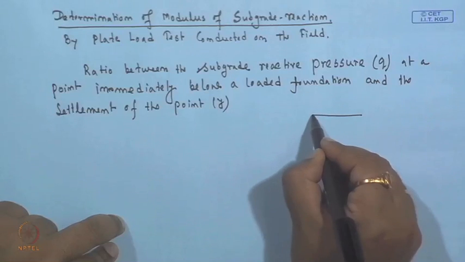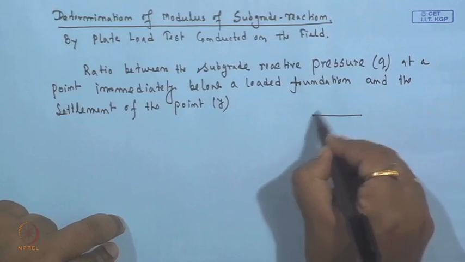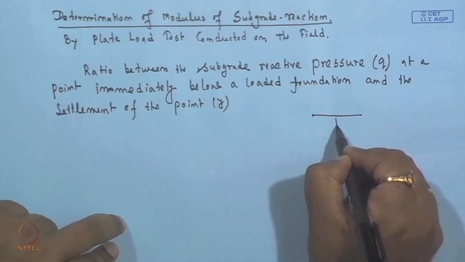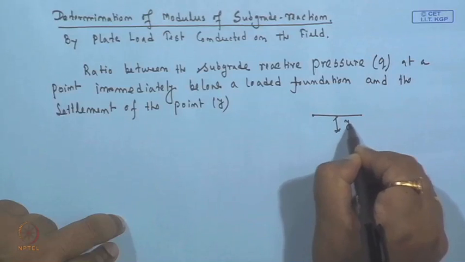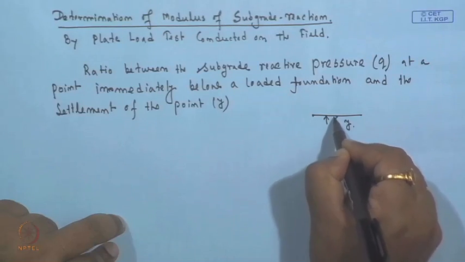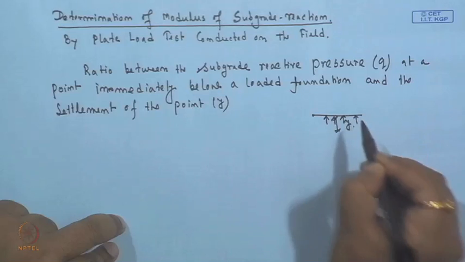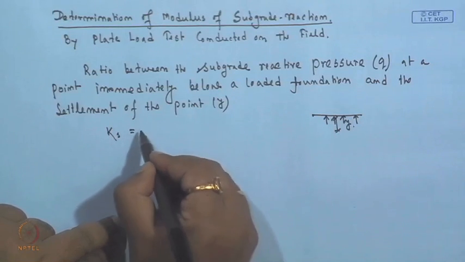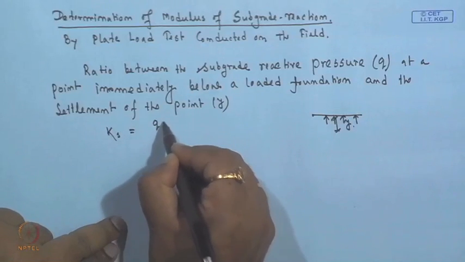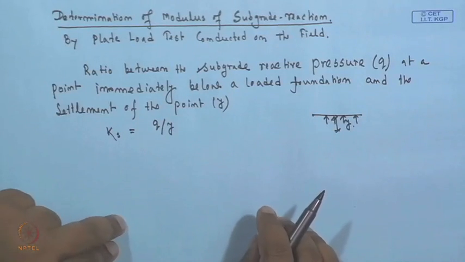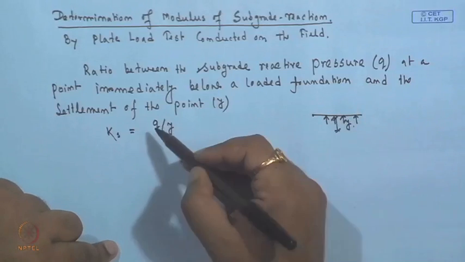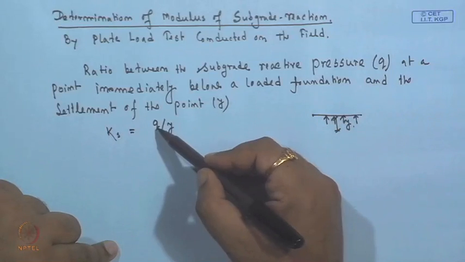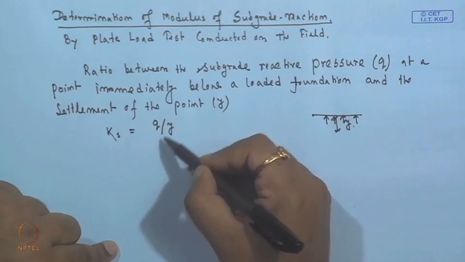Suppose this is the plate that we have used, and immediately below the foundation there is a settlement Y. If this is the settlement Y, then the ratio with the reactive pressure at this point, that means the subgrade reaction Ks or k, is equal to q by Y. So the reactive pressure here is the soil reaction, that is q, and the settlement at that point is Y.